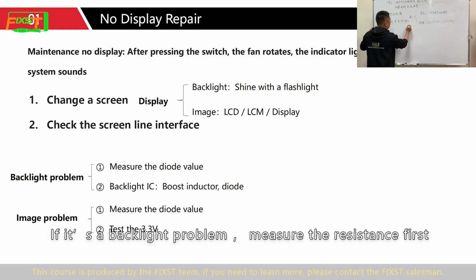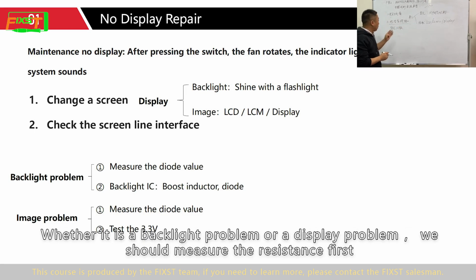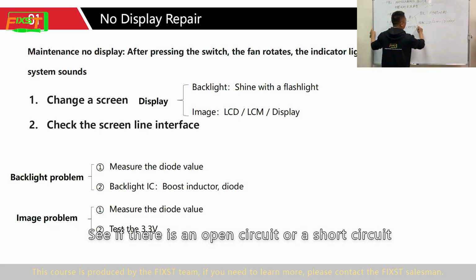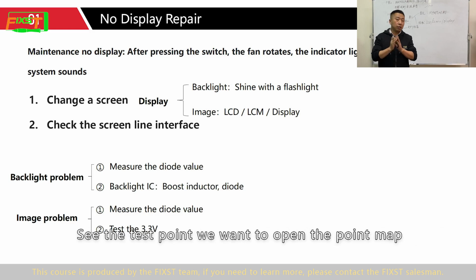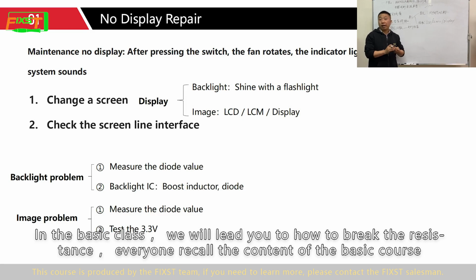If it's a backlight problem, measure the resistance first. Whether it is a backlight problem or a display problem, we should measure the resistance first, to see if there is an open circuit or a short circuit. For the short circuit problem, we basically remove the capacitor. See this test point and open the point map. In the basic class, we told you how to measure the resistance. Everyone recall the content of the basic course.